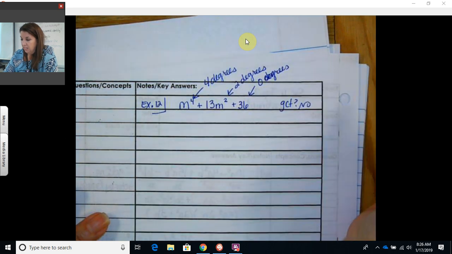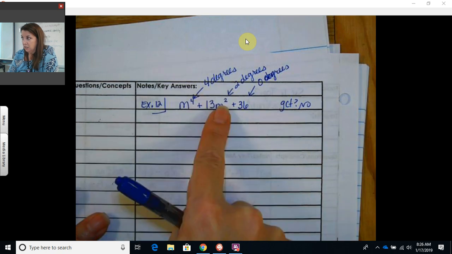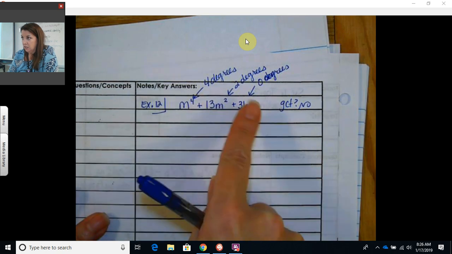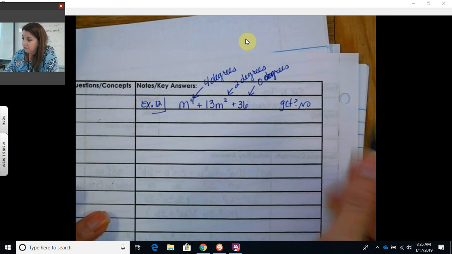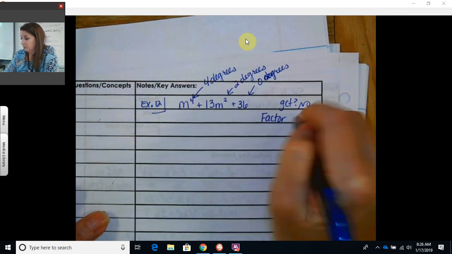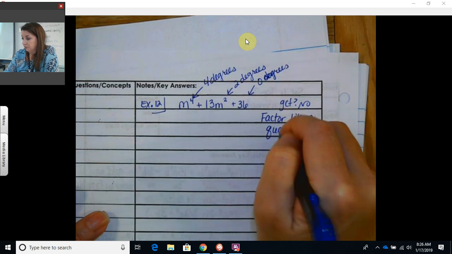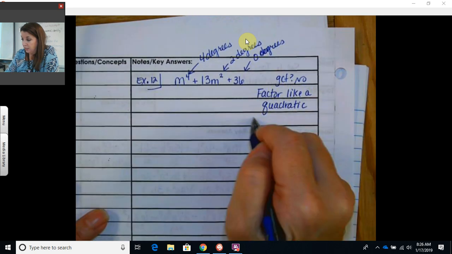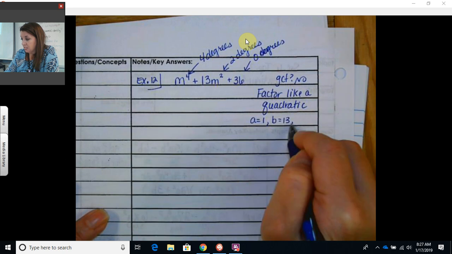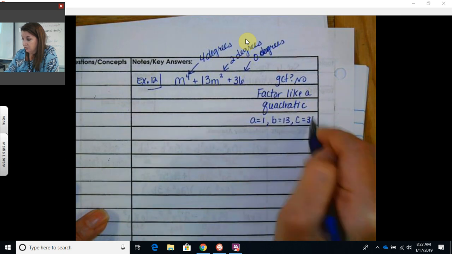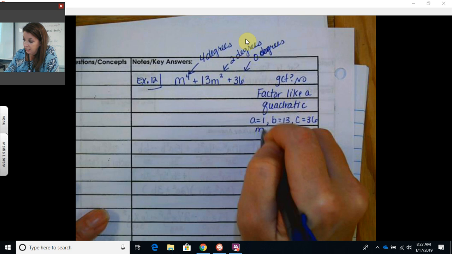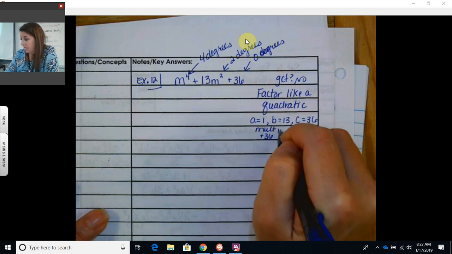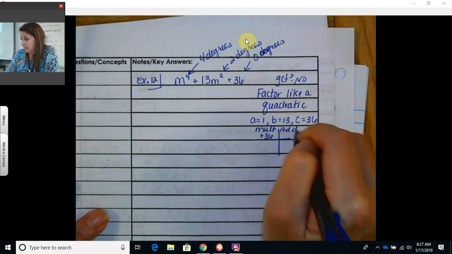I think you can also do it with 8, 4, and 0. I don't want to get too complicated. So we factor like a quadratic. So T-chart and divide and slide, right? We know A is 1, B is 13, C is 36. So my T-chart, I need two numbers that multiply together to get A times C, which is positive 36, and add together to get B, which is positive 13.